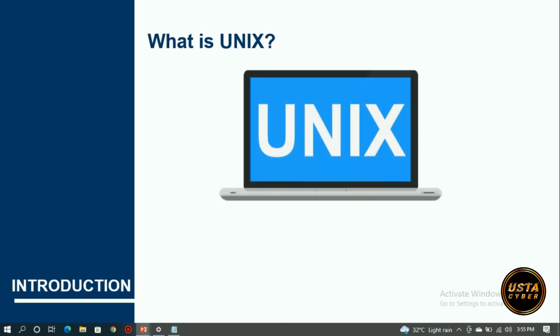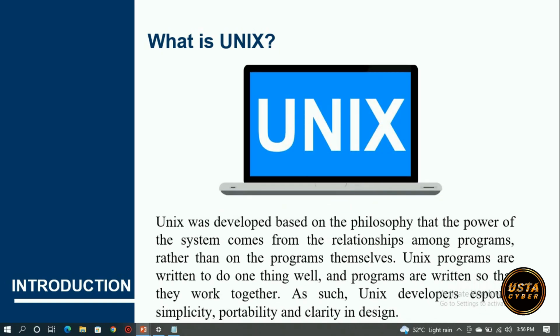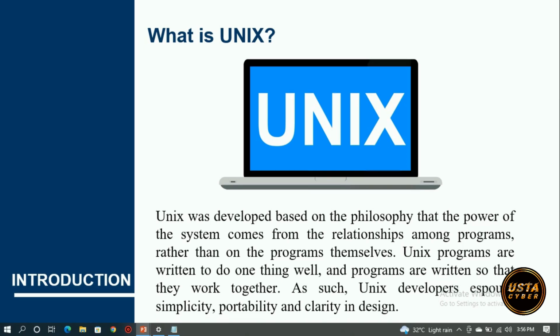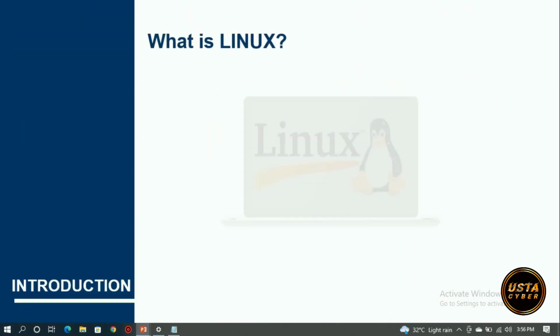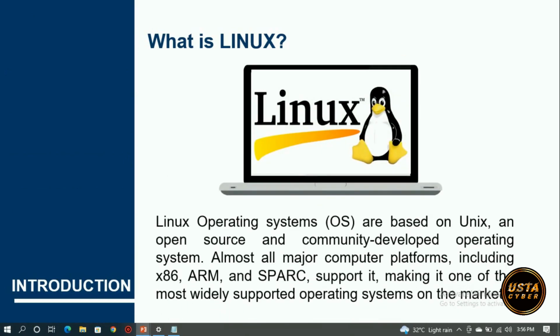What is Unix? Unix was developed based on the philosophy that the power of the system comes from the relationships among programs, rather than on the programs themselves. Unix programs are written to do one thing well, and programs are written so that they work together. As such, Unix developers put simplicity, portability and clarity in design. What is Linux? Linux operating systems are based on Unix, an open-source and community-developed operating system. Almost all major computer platforms, including x86, ARM, and SPARC, support it, making it one of the most widely supported operating systems on the market.